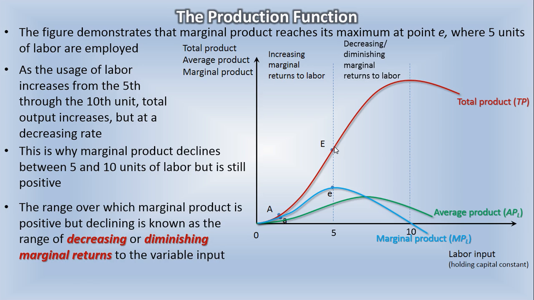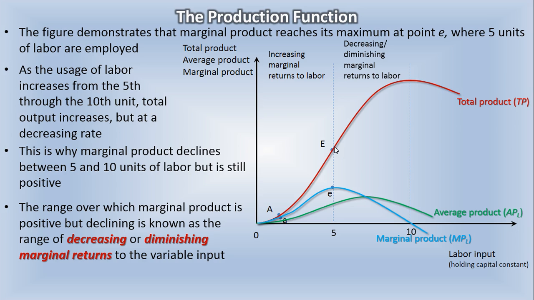So the range over which marginal product is positive but declining is known as the range of decreasing or diminishing marginal returns to labor. So again, it means that extra folks are being hired, they're producing more output, but they're not producing as much output as the last person hired, and that pattern continues on. We have diminishing marginal returns to labor.